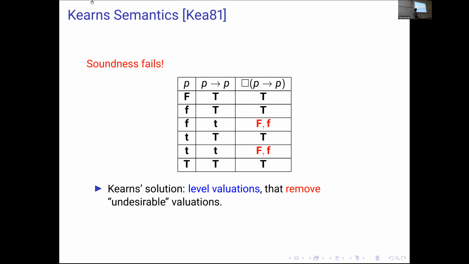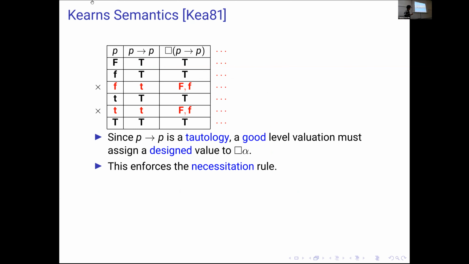So the solution of Kearns was to propose something called a level semantics, the evaluation semantics. And the basic idea is the following. So in level 0, so in the first step, you use the matrix. And then for every single tautology that you see, you also have to have a designated value, so a T, big T, or little t value for this box A. So it means that if you look at this table, P implies P is a tautology, but we saw the red line, you don't get a tautology with the box, then you remove that line. And you continue doing this level after level.